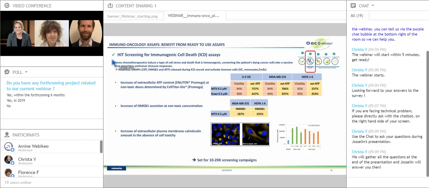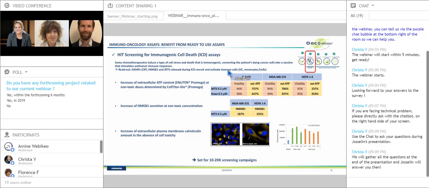As you probably know, some chemotherapeutics can induce a type of cell stress and death that is immunogenic, that converts the cancer cells into a vaccine that stimulates the immune response. Luckily, very clear readouts have been defined. They are called the DAMPs and include calreticulin, HMGB1 and ATP. Those DAMPs are released during the ICD by the tumor cells, and they recruit and can activate the immune cells, such as the dendritic cells, monocytes and T cells.